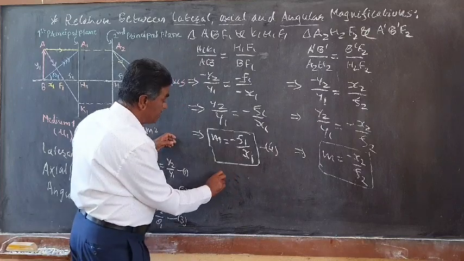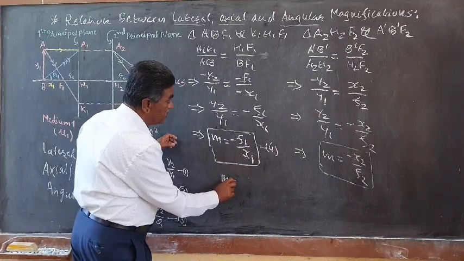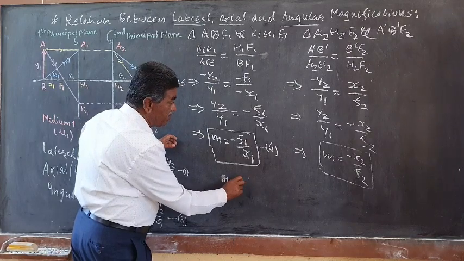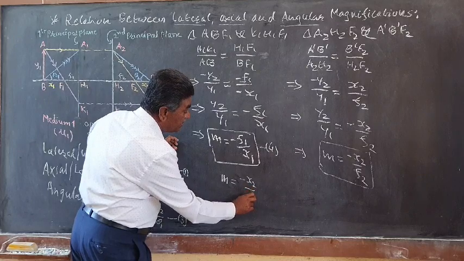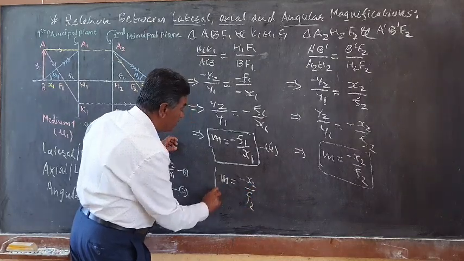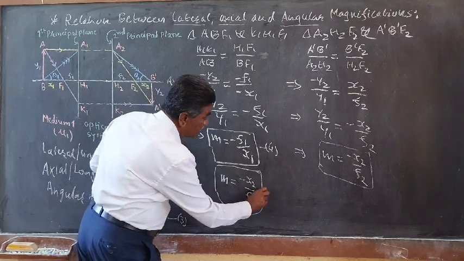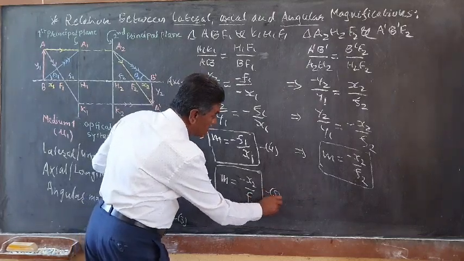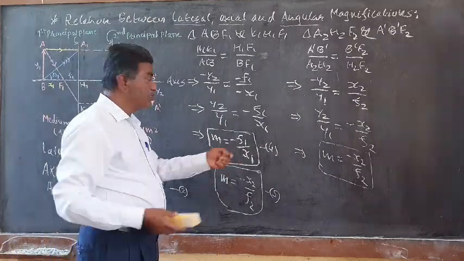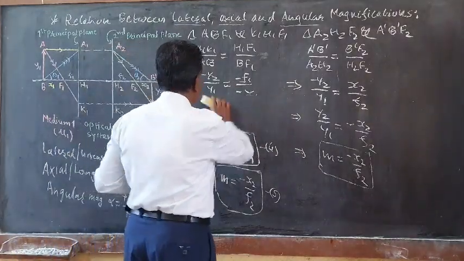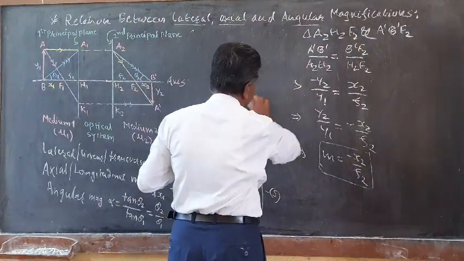So I will write it here because the equation is useful for the next portion. So m is equal to minus x2 divided by f2. This can also be used for the lateral magnification, and suppose this is equation number 5c. So we have seen that equations 4 and 5 give the lateral, or linear, or transverse magnification.